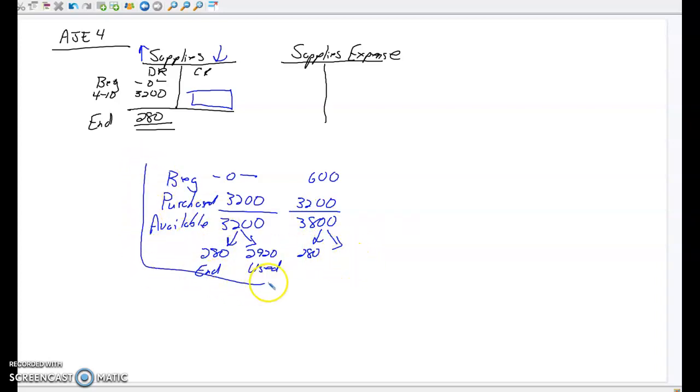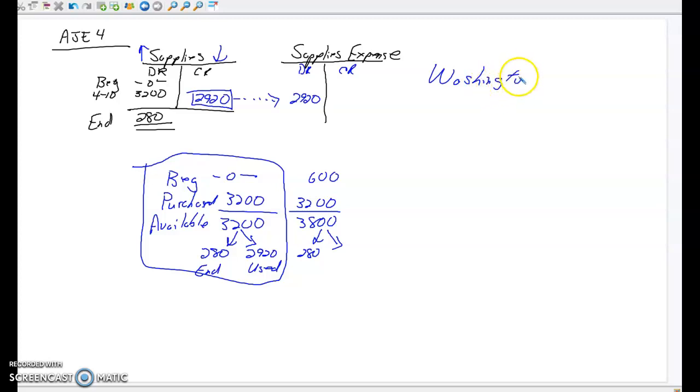Okay, so this is what we're really dealing with in this illustration, though. So 2,920 is what we consume, so I want to take it out of the asset and move it over to the expense. When I set it up in T accounts like this, then the debit's always on the left, credit's always on the right. Remember Washington, D.C., debit left, credit right. Corny, but it works. Helps you remember it. So we're going to debit supplies expense and credit supplies.